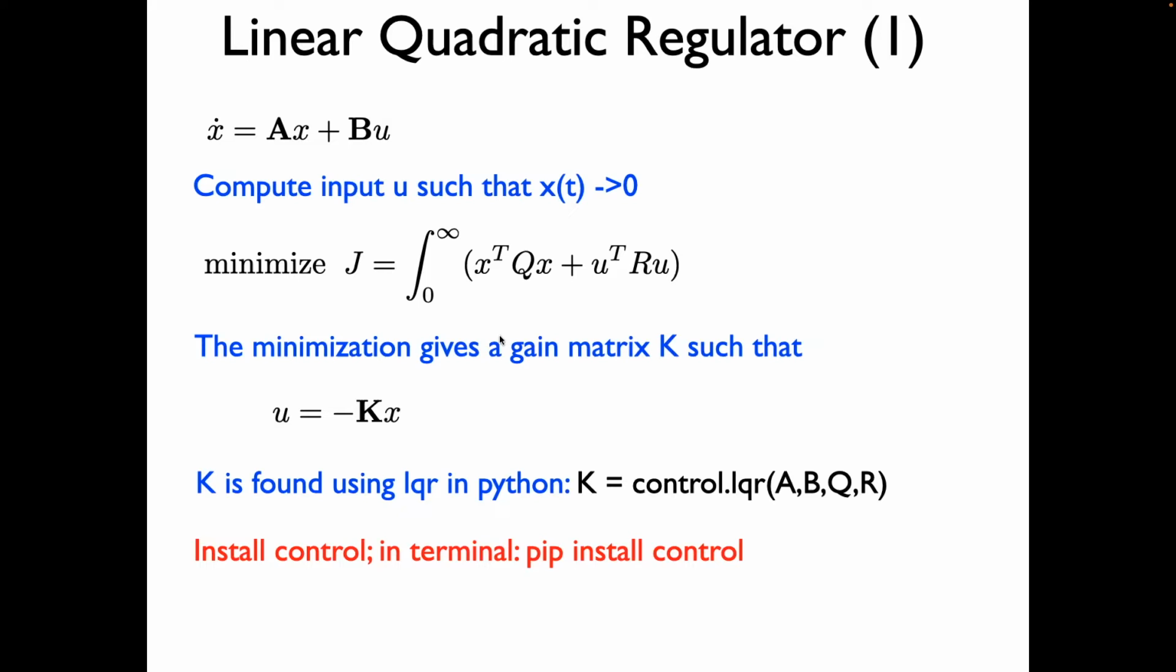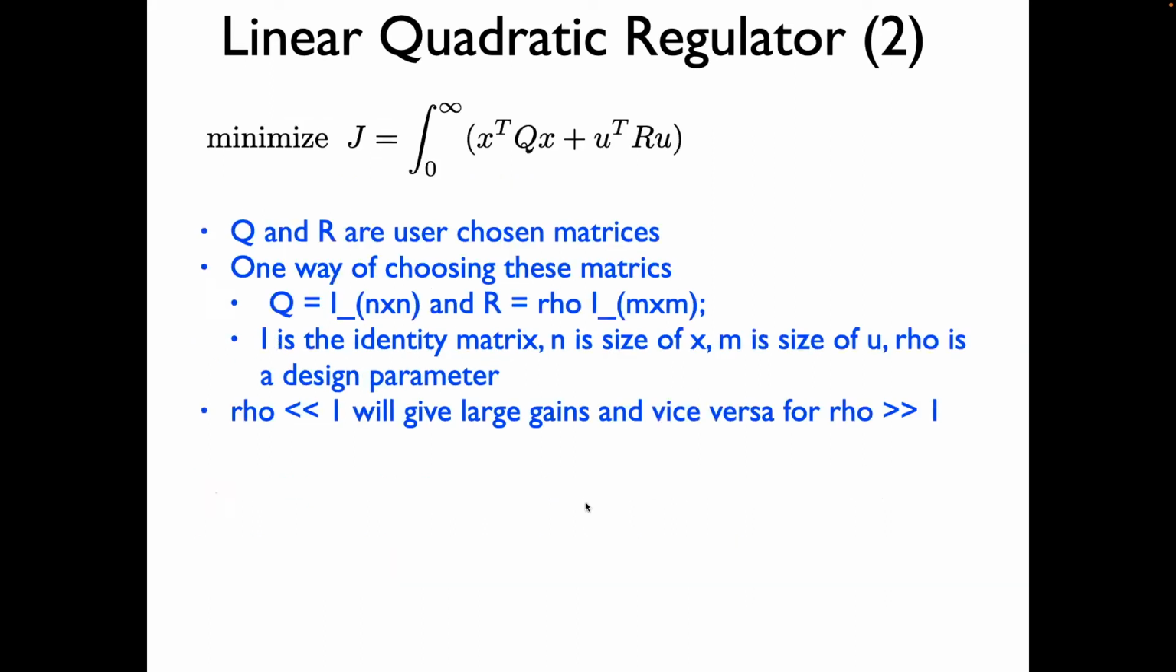This minimization is done in Python using the control library. The minimization gives me a control u, which is minus K times x, where here x would be 4 states and u will be a single control variable. We'll be using the library control in Python. If you don't have this control library, you might want to install it by doing pip install control in terminal or command prompt on Windows.